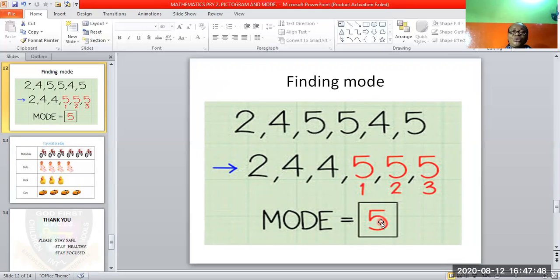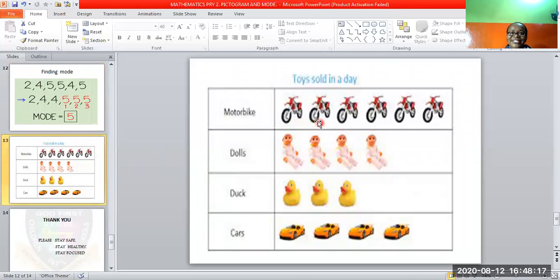Why is number 5 the mode? Number 5 is the mode because it has appeared 3 times. Let's go: 1, 2, 3. Most frequently. It has shown itself most frequently in this data. Are we together? Beautiful. Let's look at the toys sold in a day.